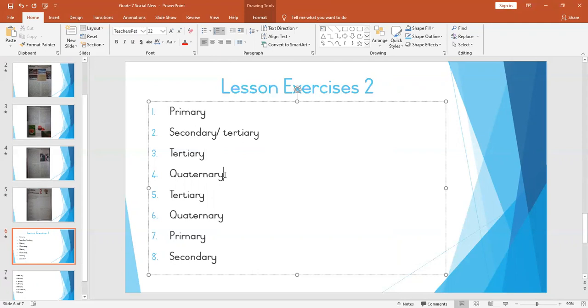Number 4, the government. We know that the government falls under quaternary. Number 5, electrician would be a tertiary economic activity because they are providing a service. Number 6, information, quaternary. Number 7, a fisherman would be a primary economic activity because he's only taking the natural resource. He's not producing it into something else. Number 8, a potter. Someone who's using something like clay, which is a natural resource, to make pots would fall under a secondary activity.